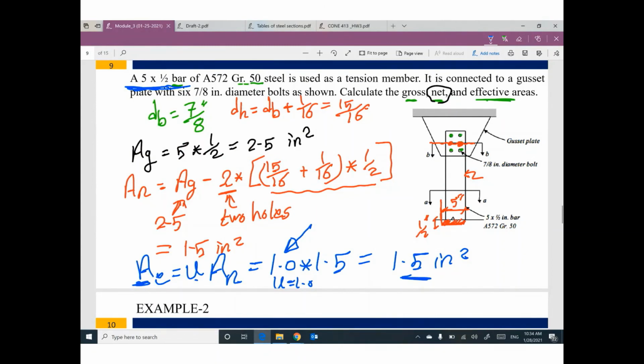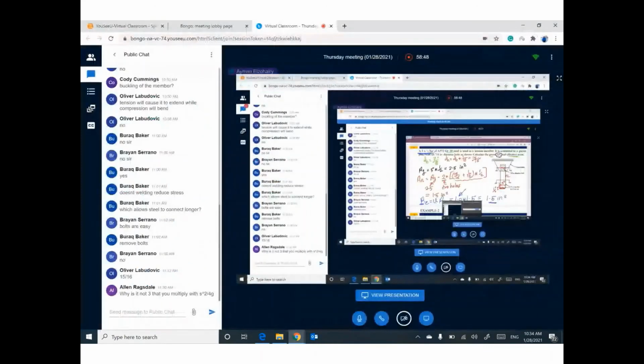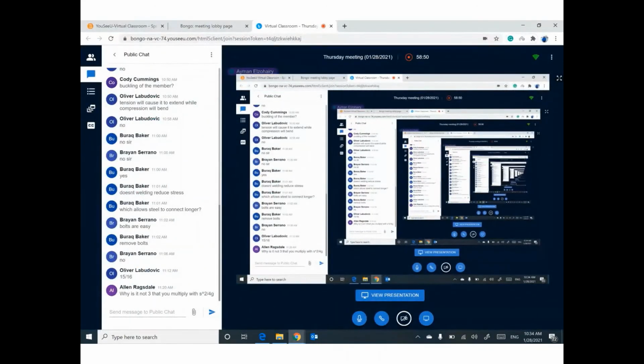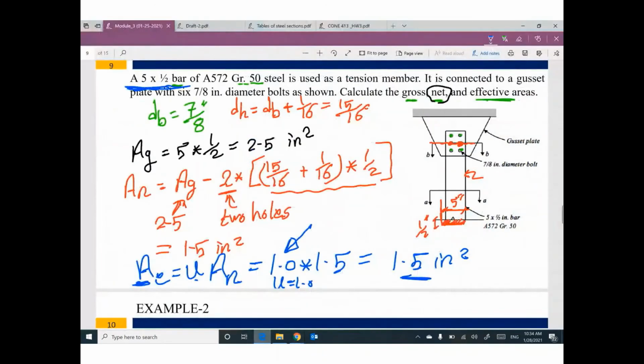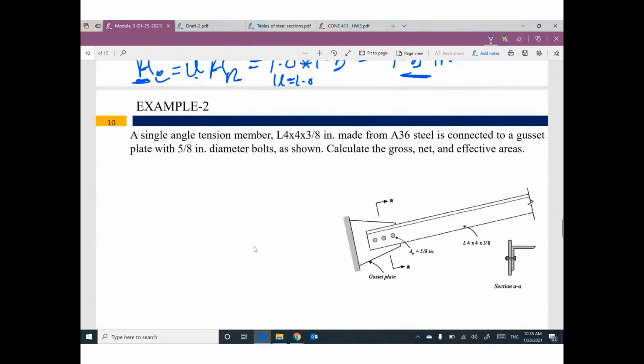Any question? Alan, you have a question. Why is it not 3 that you multiply with? For which one? I will cover this point later. Don't worry, I will cover it in more detail later.